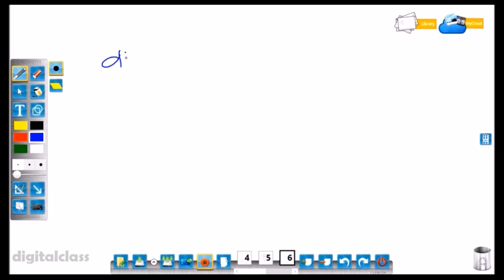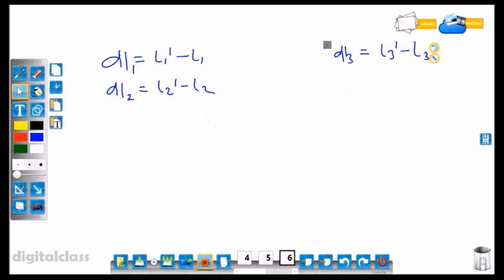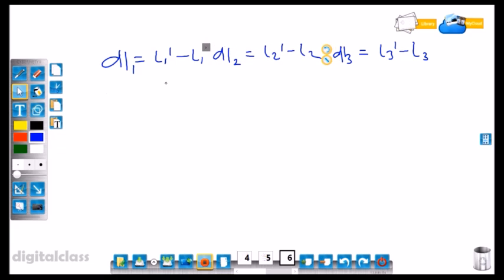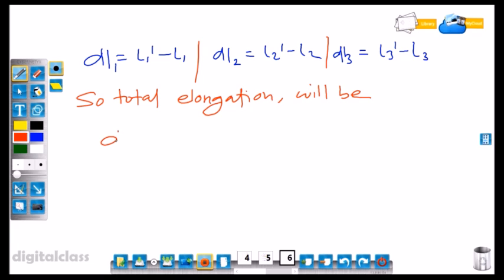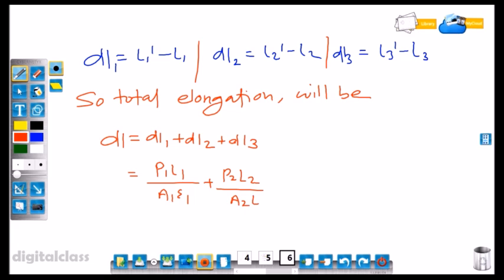Delta L1 is L1 dash minus L1, delta L2 is L2 dash minus L2, and delta L3 is L3 dash minus L3. So the total elongation of the bar will be equal to the summation of elongation of each section, that is delta L1 plus delta L2 plus delta L3. We know that delta L is equal to PL upon AE, so we can put delta L of each section into this formula. We will get this formula.